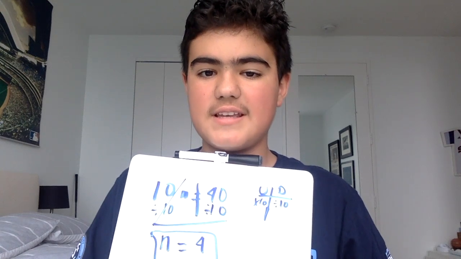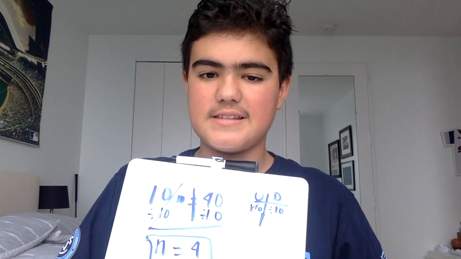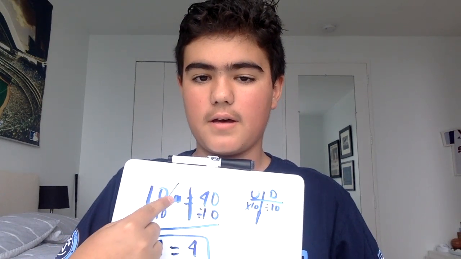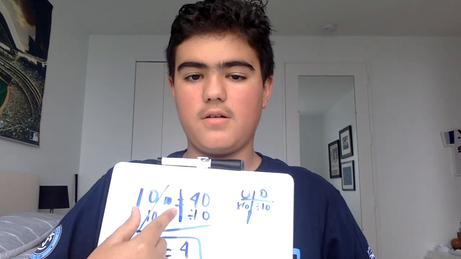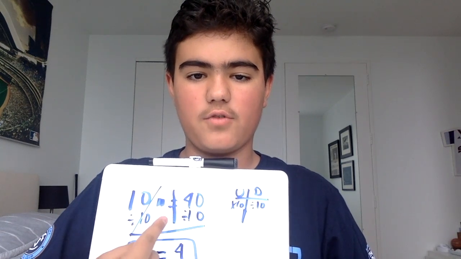The equation is 10n equals 40. What do I mean by that? 10n is 10 times n. A letter next to a number means multiplication. And 40 is the answer to that problem, but we have to uncover that n.